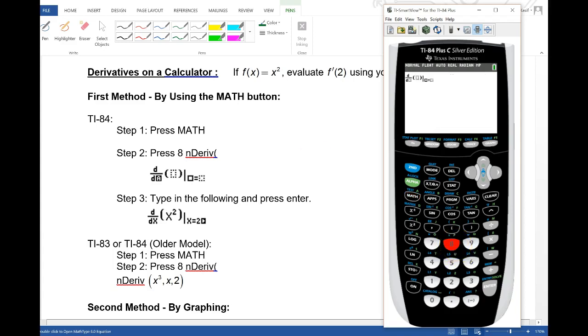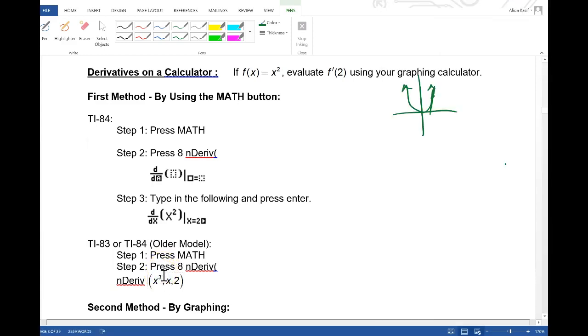Now, it depends on what version of the calculator you have. Most likely it looks like this. Anybody's not look like that? You have an 83. Okay, so older model. This is how you're going to type it in. Oh, that's supposed to be a 2, sorry, right there. Okay, so go ahead and type in what you see here.